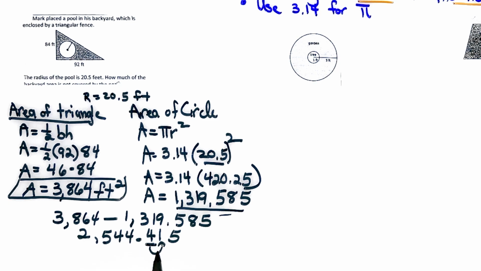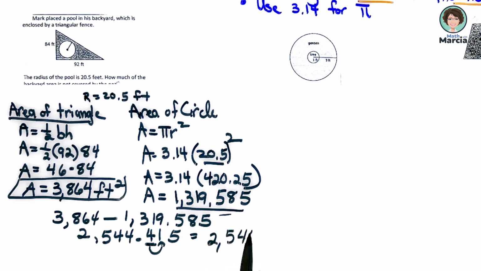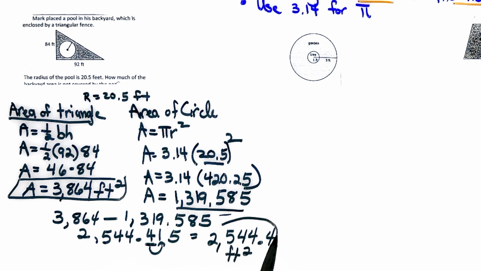And since I see that there is a 1 in the hundredths place, my answer rounded to the nearest tenth is 2,544.4, and that is in feet squared. There is your answer of the shaded area for the first problem.